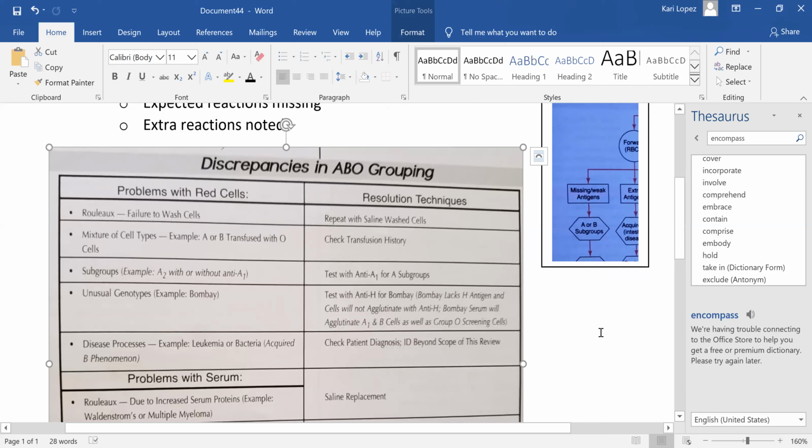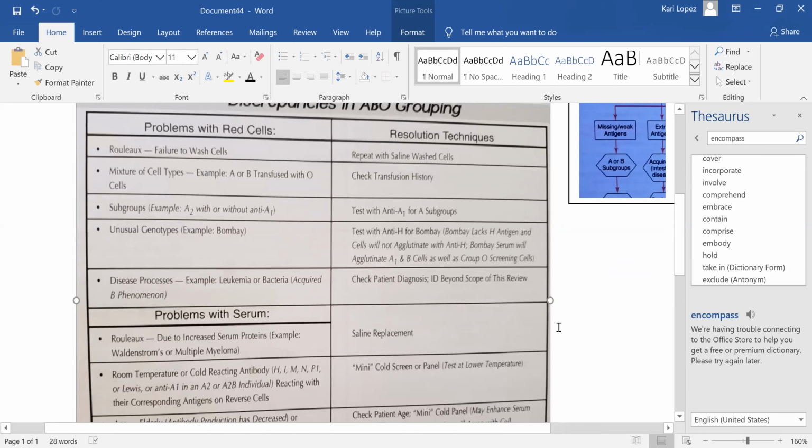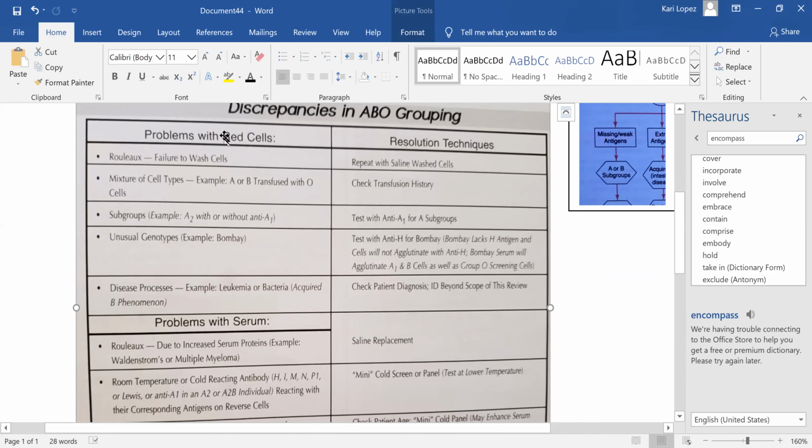Okay, so some of your basic discrepancies, the ones that involve a problem with your red cells, can be rouleau, and that can be due to a failure to wash cells, a mixture of cell types. So like if you had an A or B patient transfused with O cells, there's subgroups. So like A2 or A1. And so what you would do there is test for anti-A1 for the A subgroup.